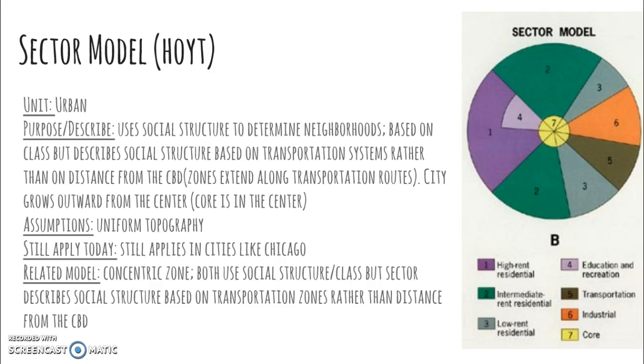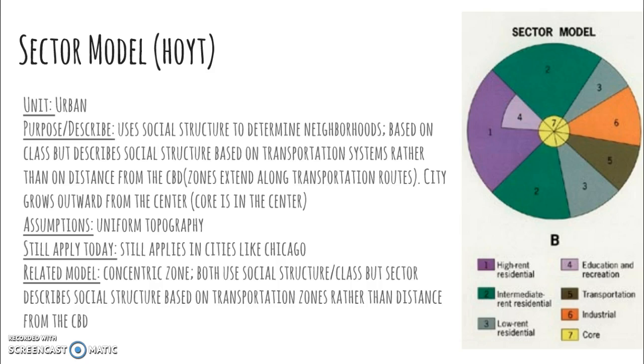The sector model is also in the urban unit, and it uses social structure to determine neighborhoods, based on class, but describes social structure based on transportation systems rather than distance from the CBD. And the city grows outward from the center. It assumes uniform topography and still applies in cities like Chicago.